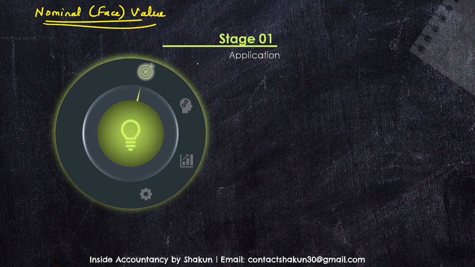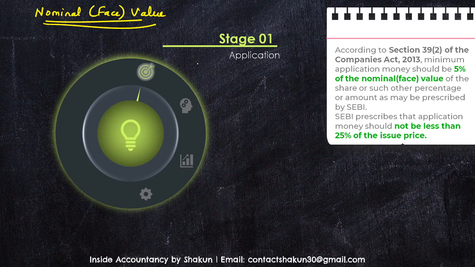The first stage is application. Now, whenever the company wants to issue shares, it will obviously make an offer to the public for subscription. When the public wants to purchase the shares of a particular company, they will fill out a form and send an application to the company. When the company makes an offer, it specifies the rate of application. Suppose I want to purchase some shares of a company. I will go through the invitation, the offer made by the company, and there the application money would be written.